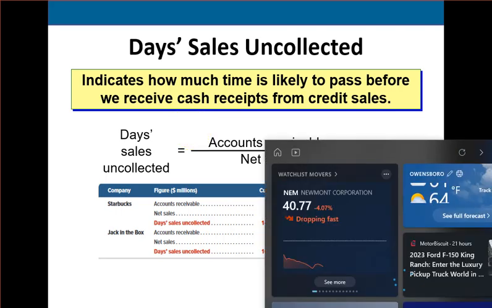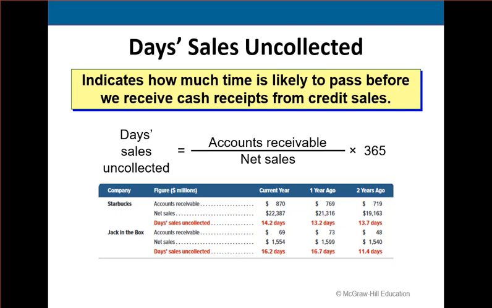Looks like we had a little problem there. Days sales uncollected for Starbucks, going from 2 years ago to the current year, is 13.7, 13.2, and 14.2. So it looks like days sales uncollected are going up for Starbucks. Let's take a look at Jack in the Box. It starts at 11.4, 16.7, and 16.2. So overall it's gone up a little bit.